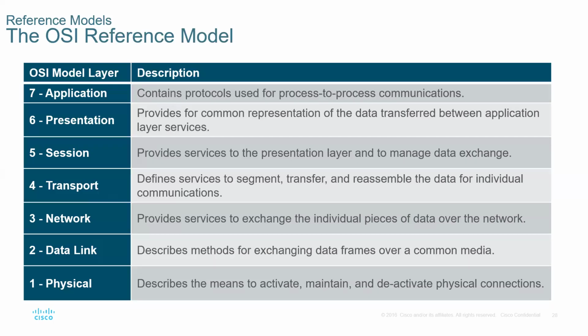The data link layer describes methods of exchanging data frames over a common medium. If we are in a local area network, a shared medium, we have the data link layer defining data framing, my frames, and the exchange of my frames. It happens in the data link layer. MAC address: if you hear data link, think MAC address. In the network layer, it's the IP address.